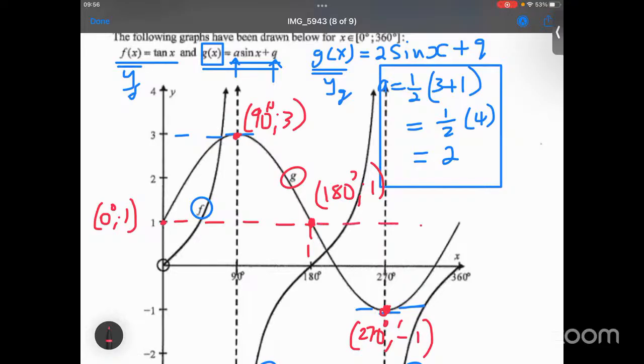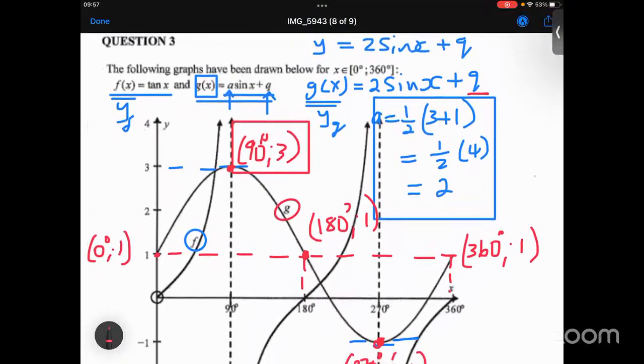Another obvious coordinate is this one, whereby we have 360 degrees, and y being 1. So these are the points that you can use in order to calculate q. Let's say, for example, we use this point. Where you see your y, you put 3, and where you see your x, you put 90 there. Then you solve for q. That's how it works.